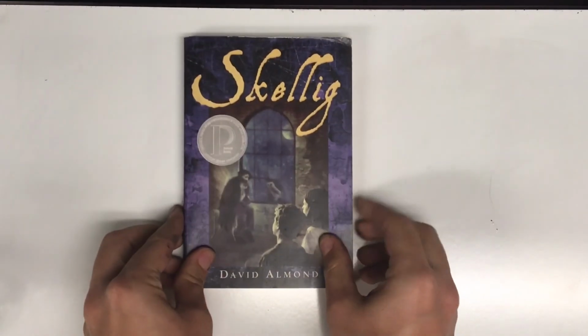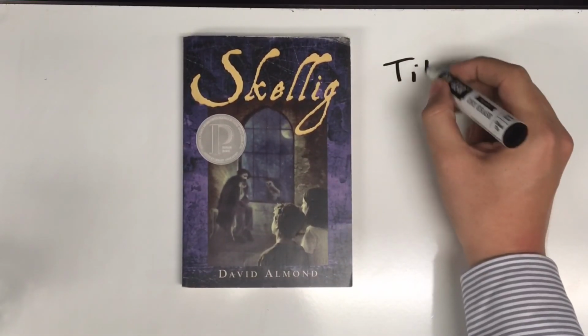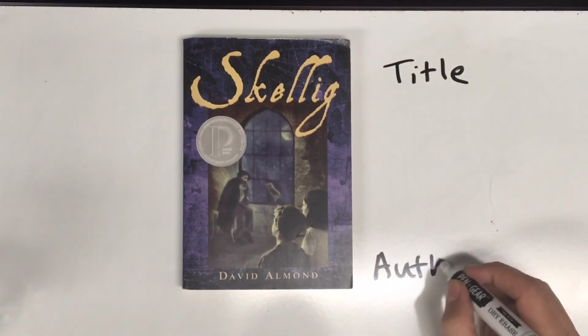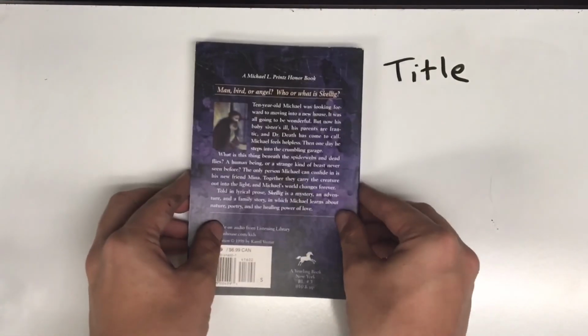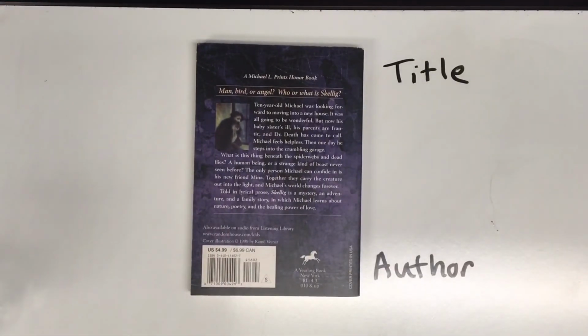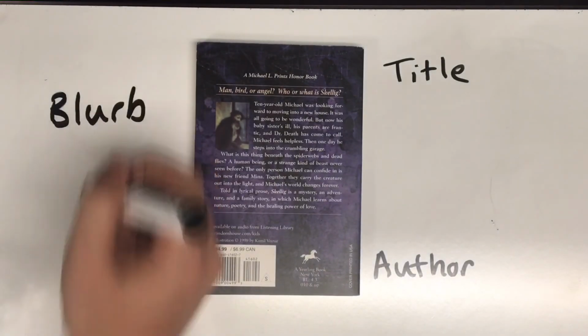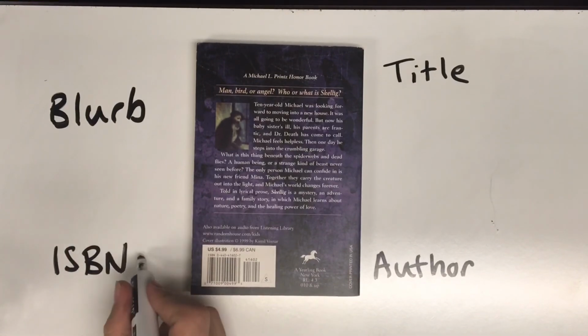Let's take a look at Skellig by David Almond. Now, up here we can see that there's a title, in this case it's Skellig. This is a book that I actually read in school. And then we have the author's name down at the bottom. If we flip the book over, we can find something called the blurb. This is a short description of what the story inside is about, and at the bottom you can see a barcode, which has another little code of numbers, which we call the ISBN.